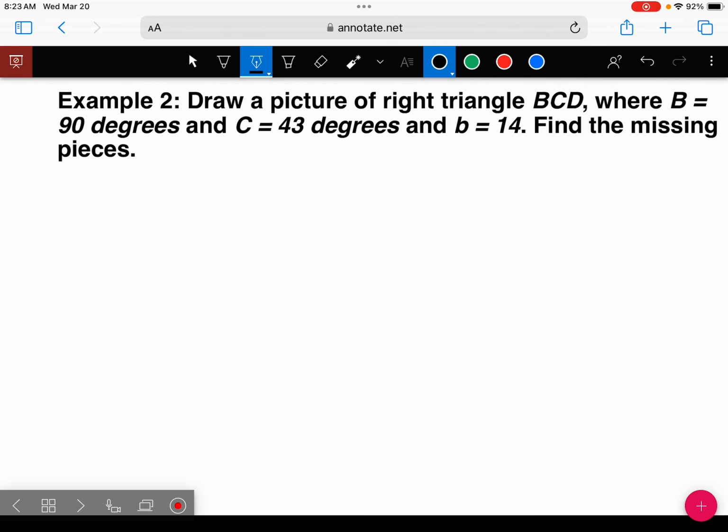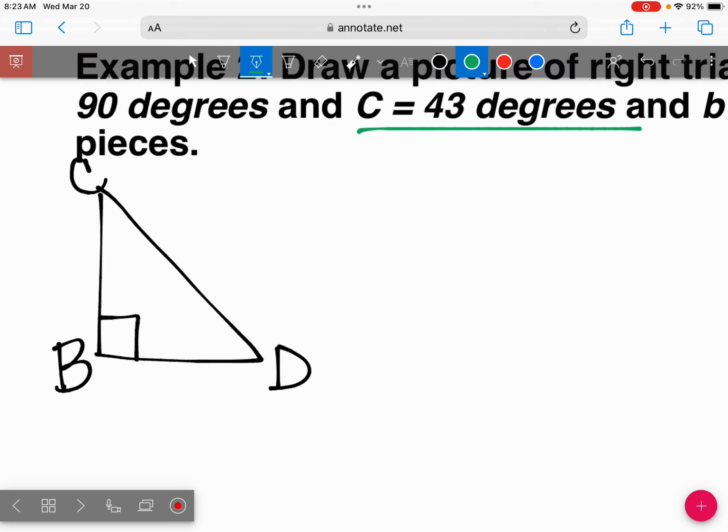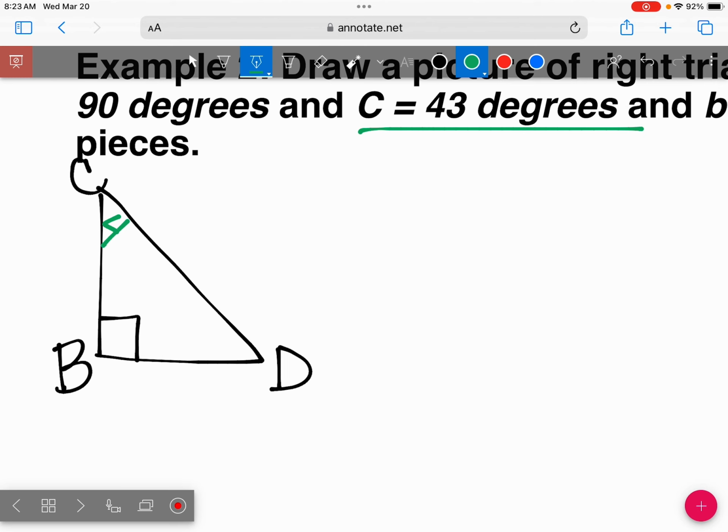All right, let's go ahead and draw our picture out. So I've got another right triangle. And this time we're using B, C, and D. It says B is my 90 degrees, so I'm going to put the B here. I'm going to put C at the top, D at the bottom. They told me that the measure of angle C is 43. So I'm going to put my 43 on the inside. Angles go inside.